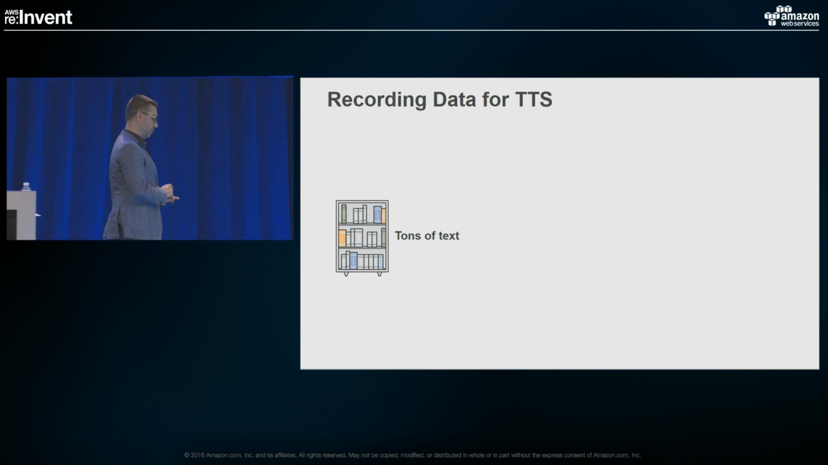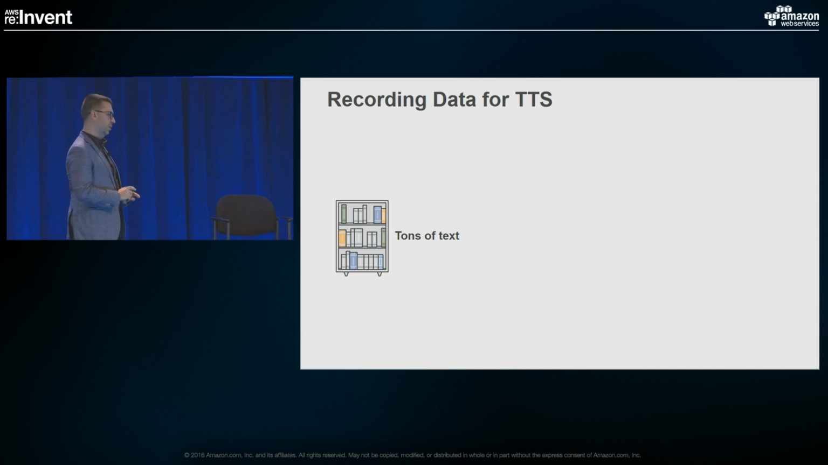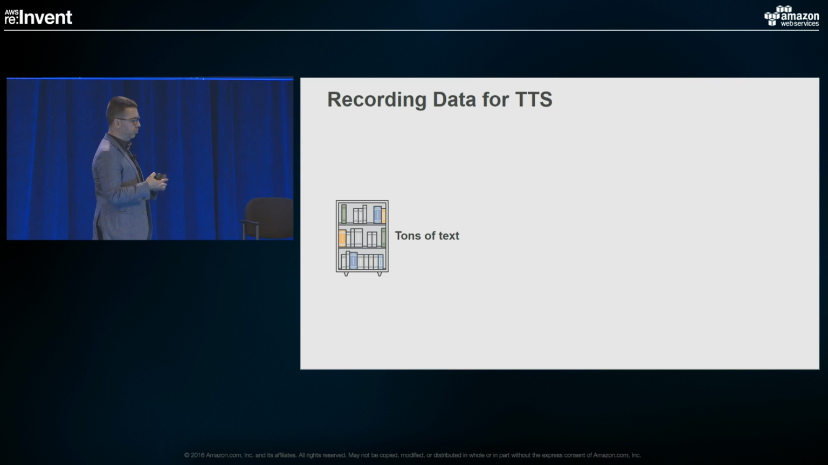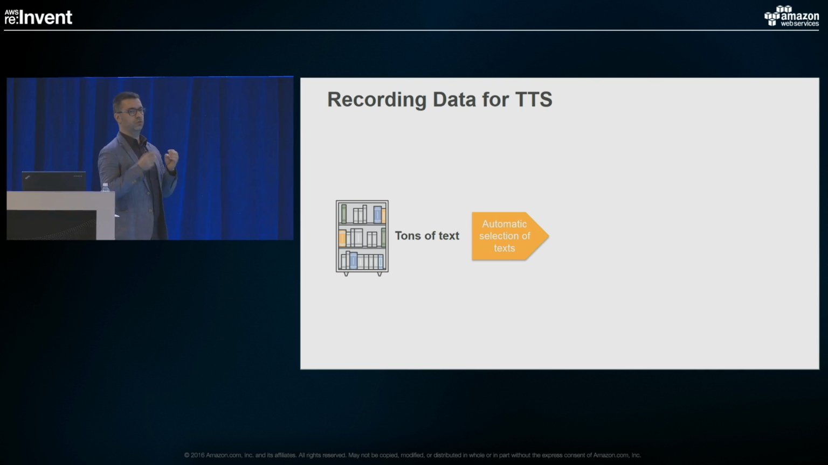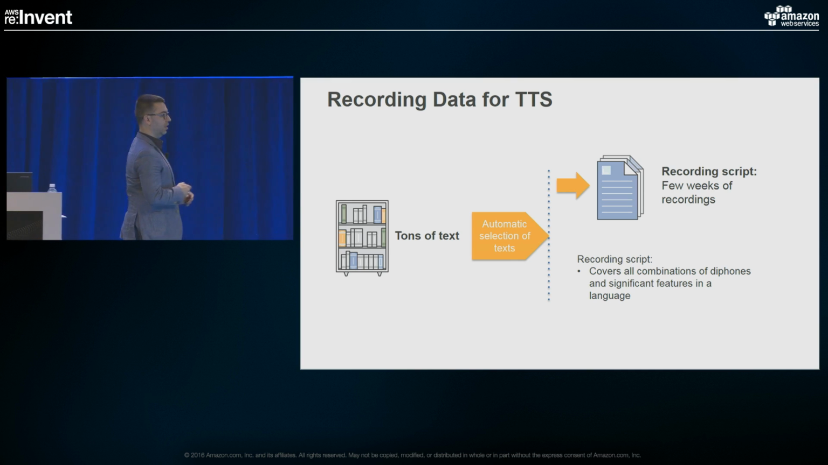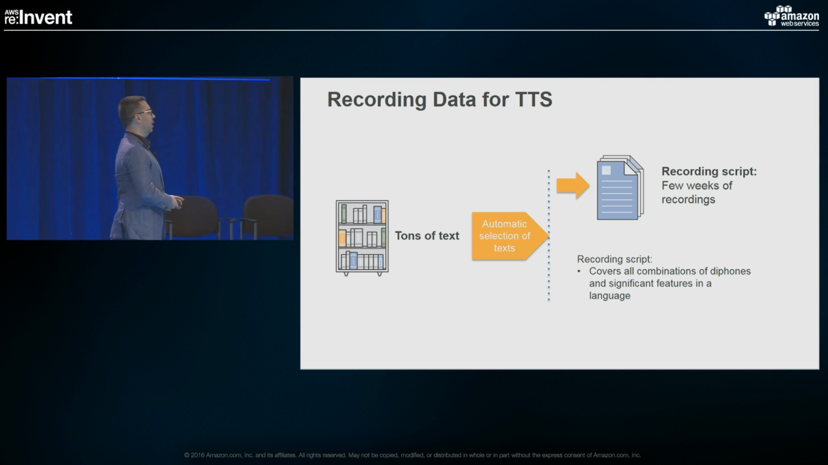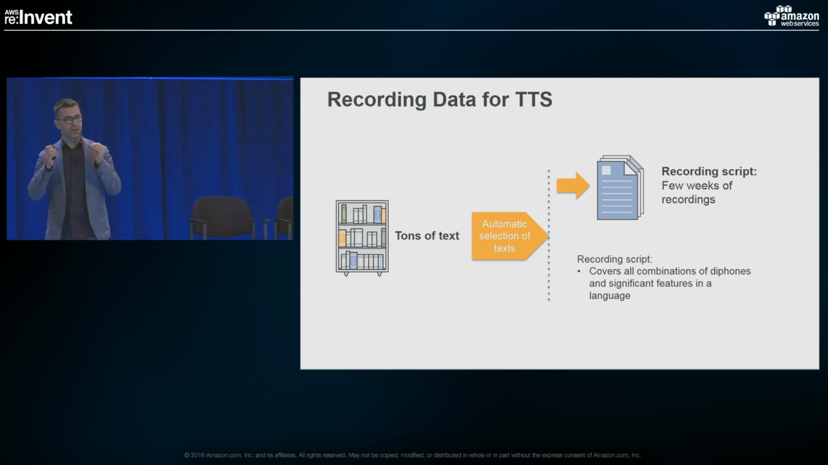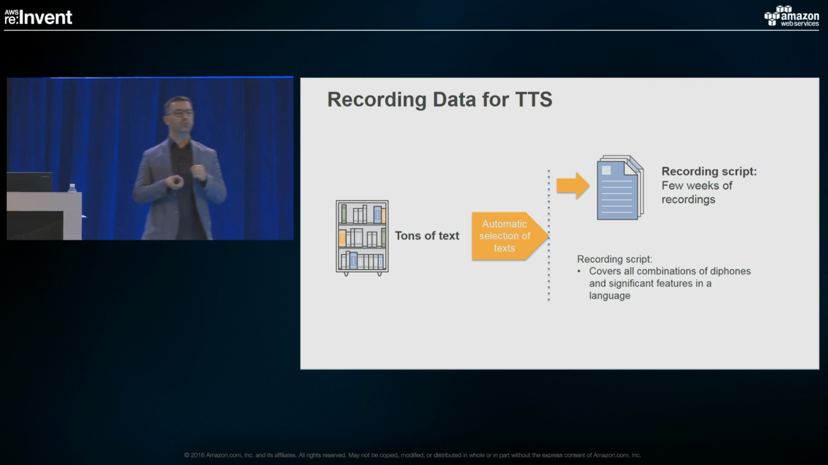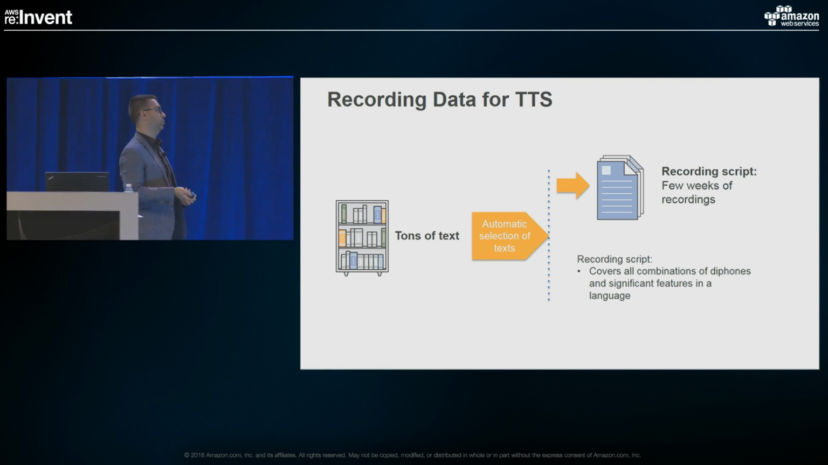So let me get to that. To record our text-to-speech, we are using tons of texts. Those are books, news, web content, various texts which we are feeding to our automatic systems that are able to select those texts which match and cover all phenomena in the language. Out of this, we produce a recording script, which we record with voice talent. In this recording script, we cover all the combinations of diphones and significant features that we know we will need in the text-to-speech system to produce speech.